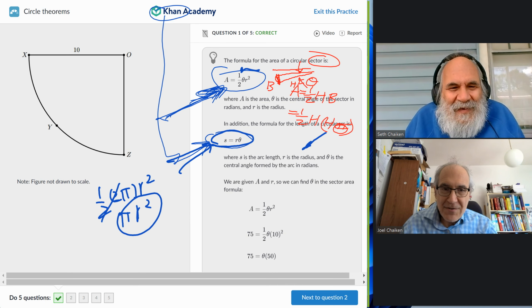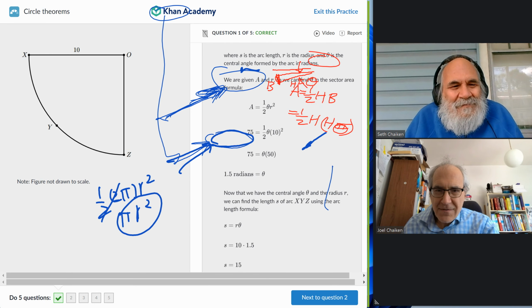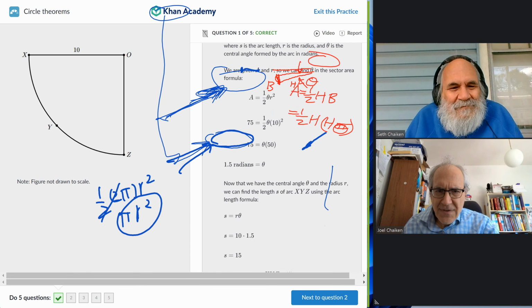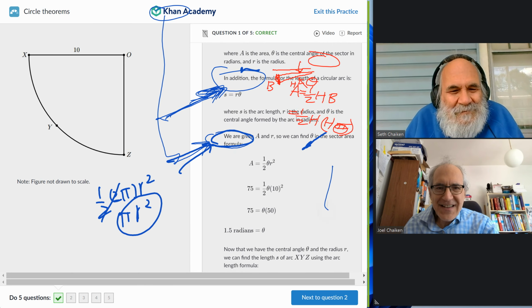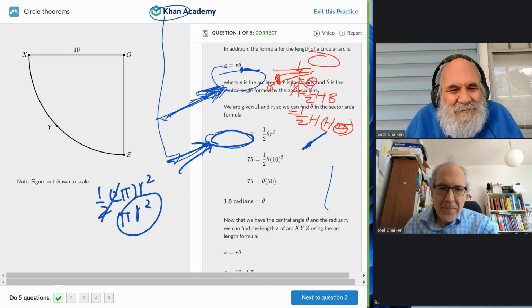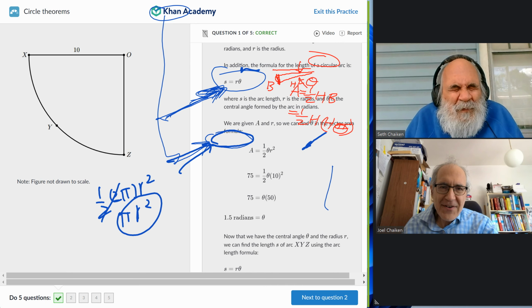I don't even know what they did here. Oh, they calculated the answer in radians. They actually got the answer in radians. Okay, the angle of 1/2 radian. It's very nice to do it this way.